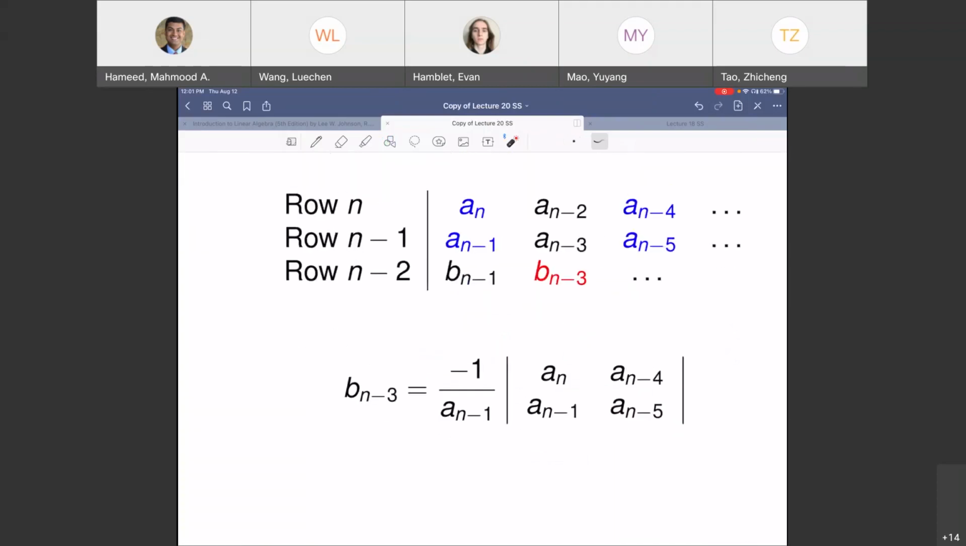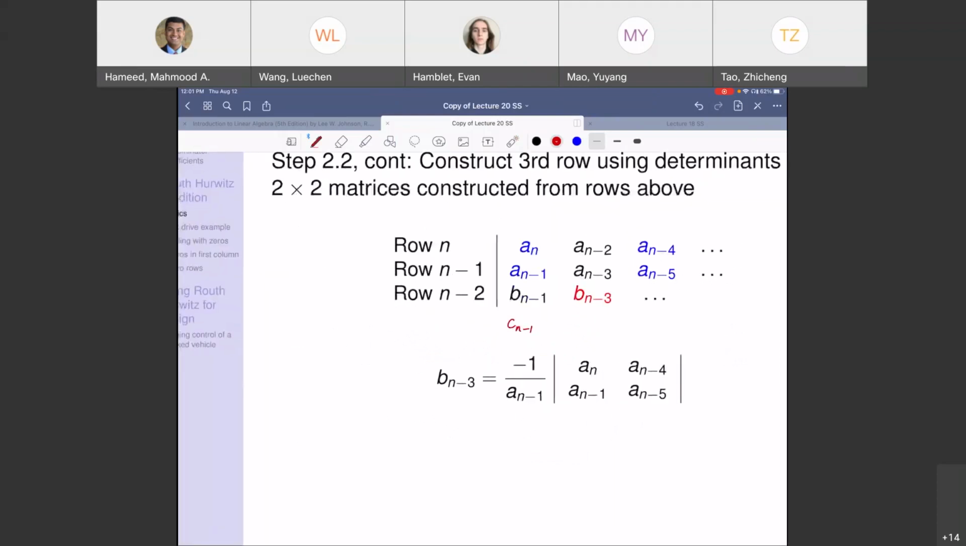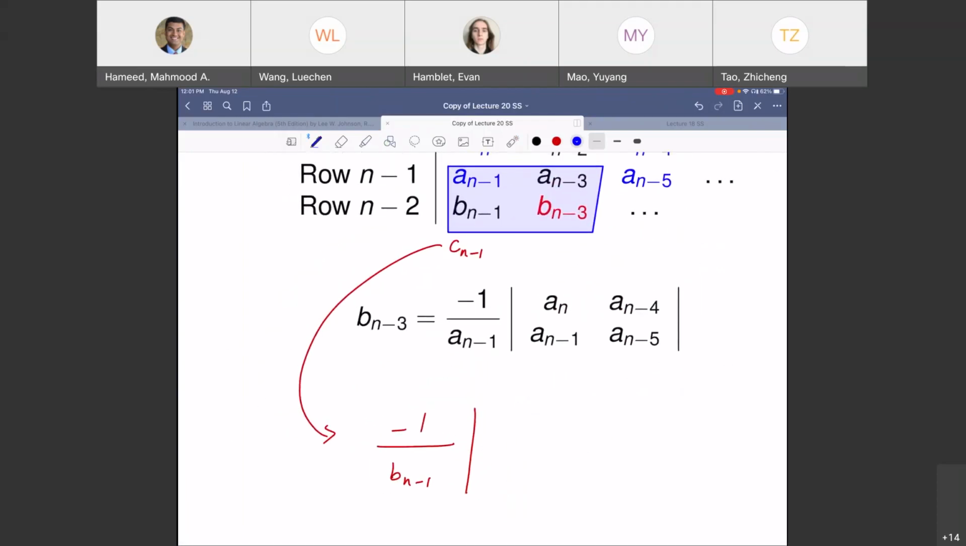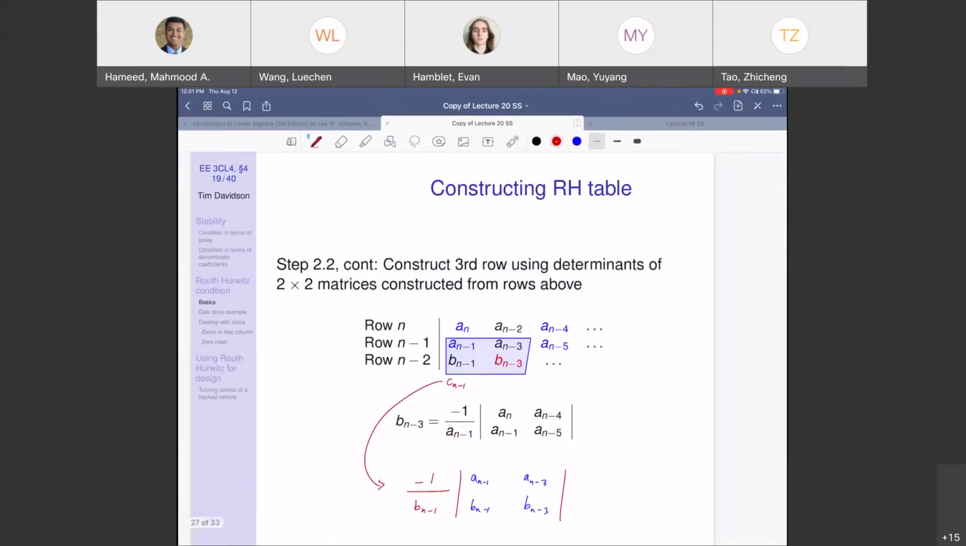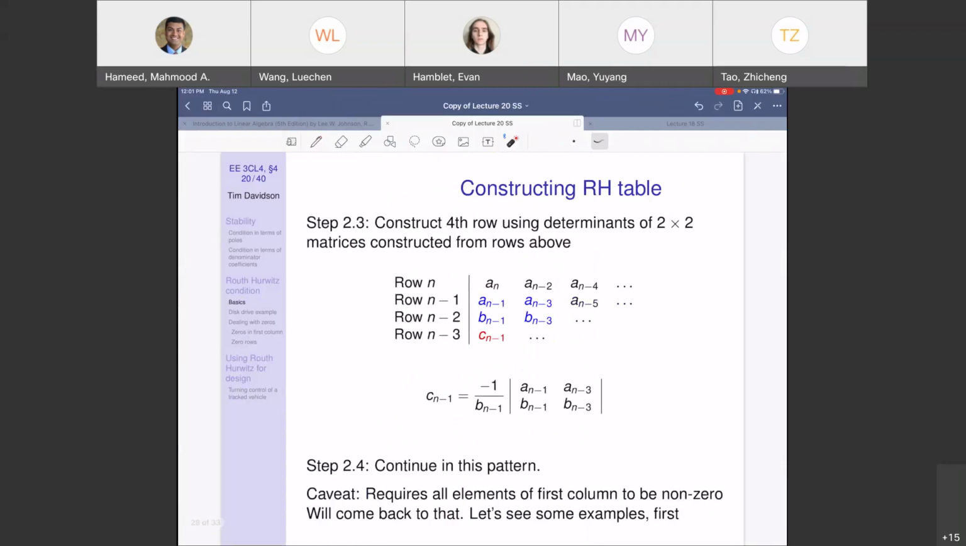When you go even further down, let's just try to write c_{n-1} here. When you are using c_{n-1}, what are you doing for that? You're doing -1 divided by b_{n-1}, and then you're finding the determinant of this matrix: a_{n-1}, a_{n-3}, b_{n-1}, b_{n-3}. And then you just keep filling out all the rows until you get all zeros. That formula is written over here. c_{n-1}, I just wrote that, and then you're writing it again.